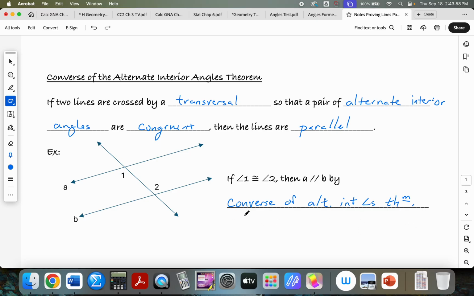If you want to write this out, the other way you could do it, and most students don't like this, but I'll show it to you. You could say, if alternate interior angles are congruent, then lines are parallel. If you would rather write that, that's fine also. It's entirely up to you. It's your choice. But you have to know one of those two.